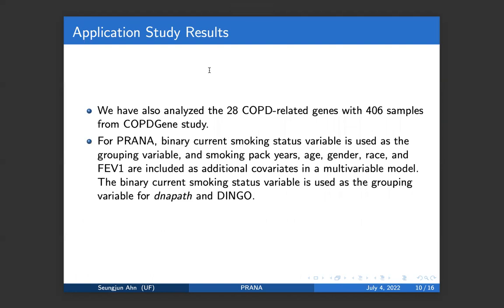Application study. So we have analyzed 28 COPD-related genes with 406 samples from the COPD gene study, which you can download from the GEO database. So for PRANA, DNA path, and Dingo, for all methods, the binary current smoking status variable was used as the grouping variable. But for our method, PRANA, the following set of variables were also included as additional covariates in the multivariable model.